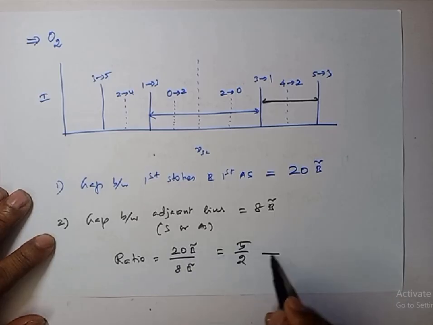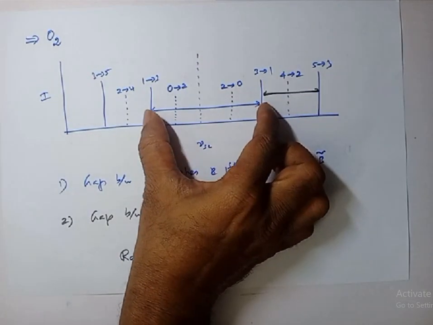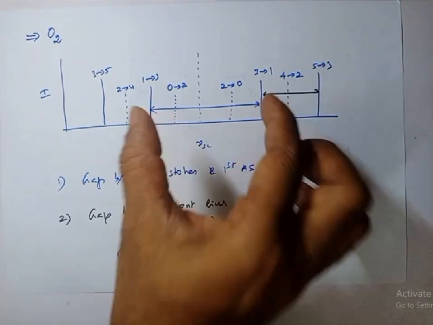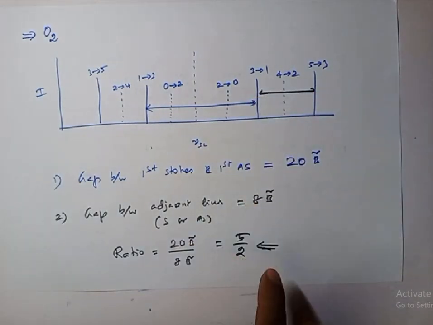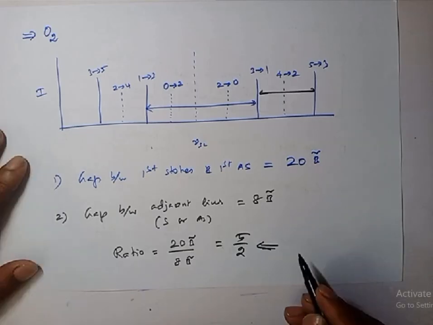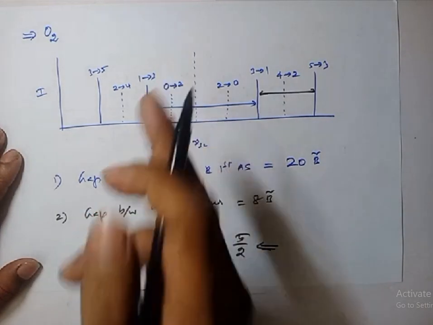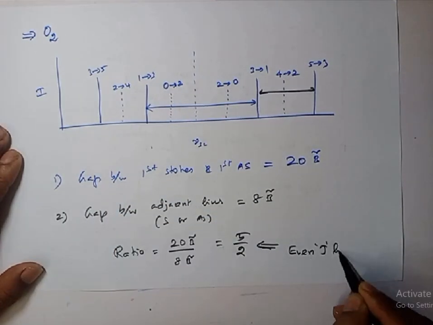If the ratio is 5 by 2, what does it indicate? We measure the gap between the first stroke and first anti-stroke, and divide that value by the gap between adjacent lines. If I get the ratio as 5 by 2, what does it indicate? It indicates that even J lines are missing. Correct? Even J lines are missing.